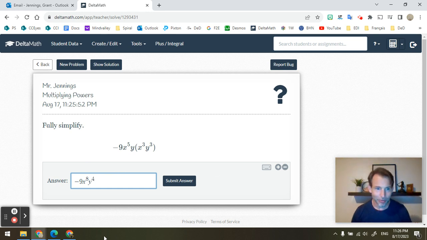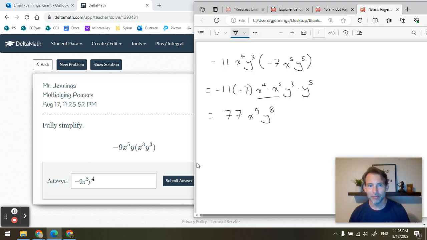Why is that y to the 4? Well, let's take a look. If I have negative 9 x to the 5 y multiplied by x to the 3 y to the 3, this is a set of instructions saying multiply by y once.